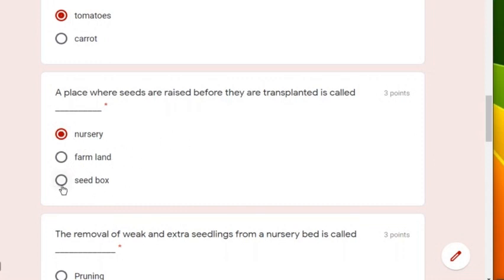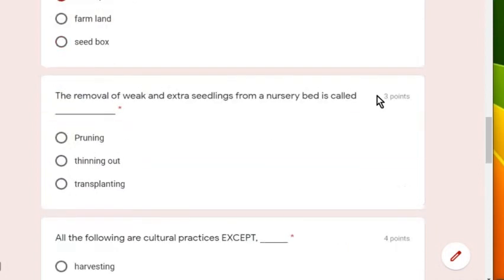We can have seed boxes in a nursery, but the farmland is where the main land is after the seedlings have been transplanted. Next question. The removal of weak and extra seedlings from a nursery bed is called thinning out. So that is thinning out.